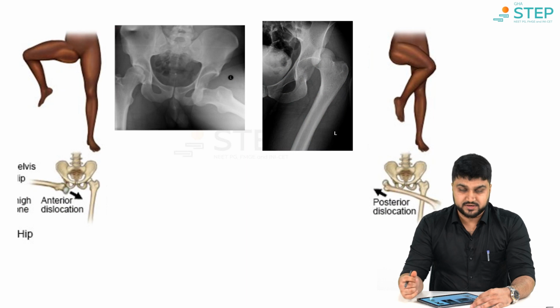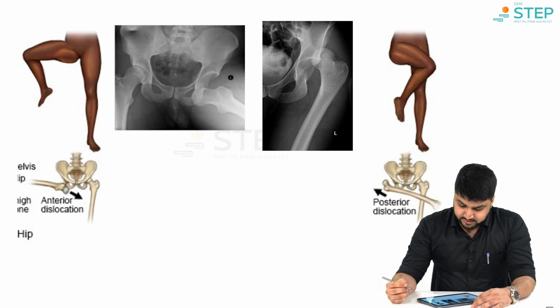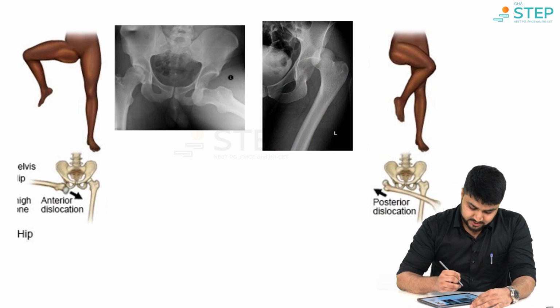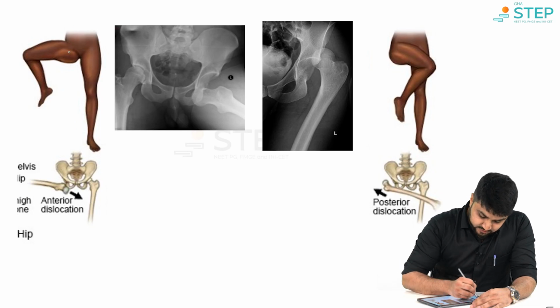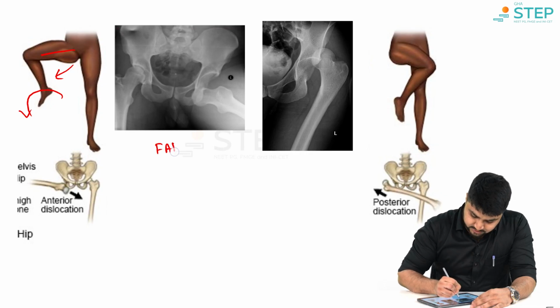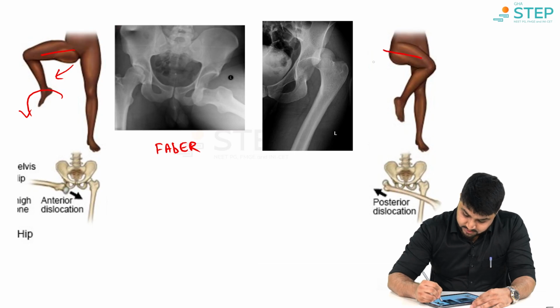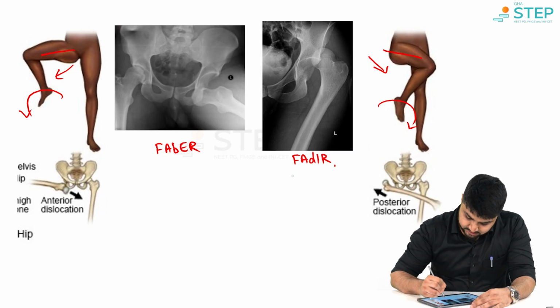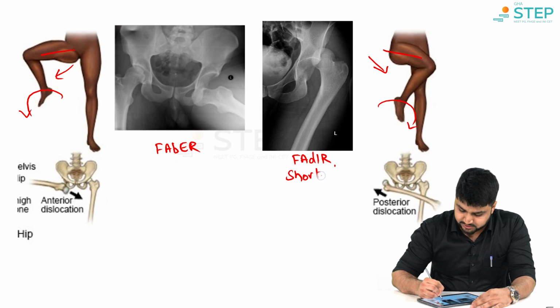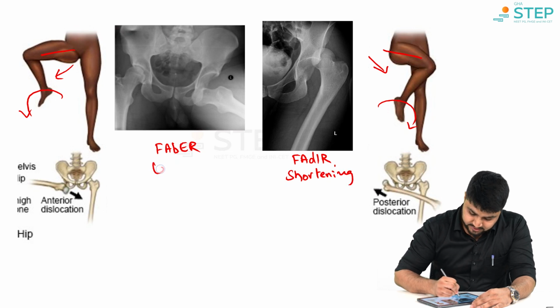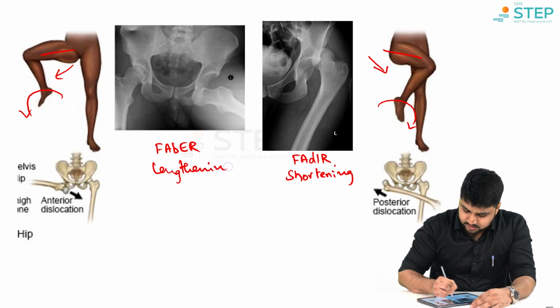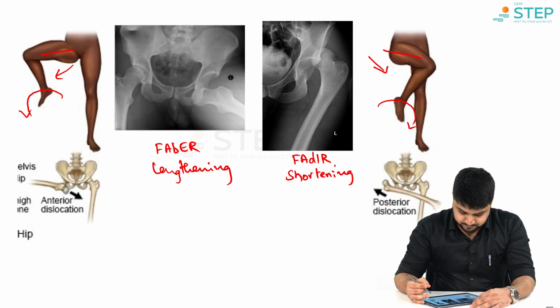Now, let us compare the two different types of dislocations. So, the anterior and the posterior dislocations are the common ones. In anterior dislocation, as we have discussed, the deformity is flexion, abduction and external rotation. Whereas, in posterior dislocation, we have flexion, adduction and internal rotation. And there is definitely shortening in cases of posterior dislocation, whereas you will have lengthening in cases of anterior dislocation.